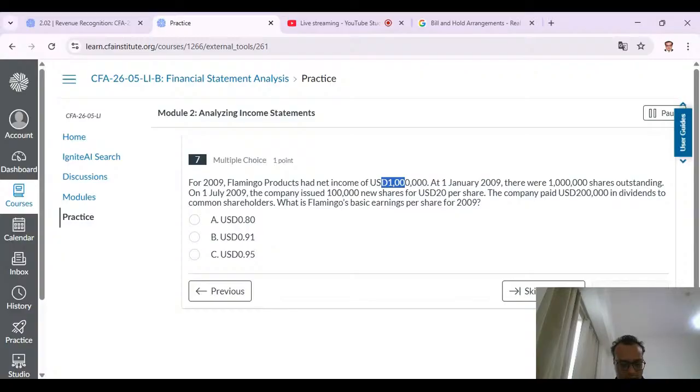So, if we do it in the calculator, this divided will be 1 EPS, but there are new shares which are issued for 20 per share. What rate you have issued at is not that relevant. It is for 6 months effectively that your capital is there, which means that you have to divide it by 1,050,000.